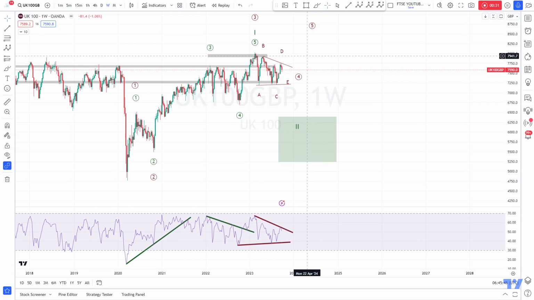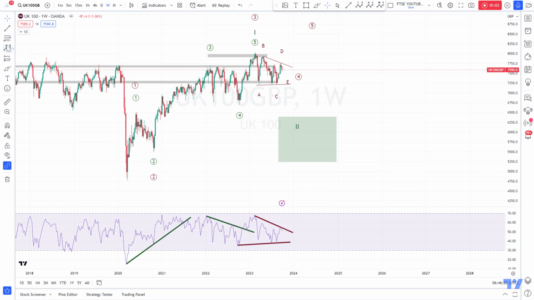So here we are looking at the weekly chart, and my take on the FTSE is that we did 5 waves up here. 1, 2, 3, 4, 5. We finished a wave 1 here, wave 1 in the higher degree, and now we are doing corrective moves as a wave 2. This would be my primary scenario.